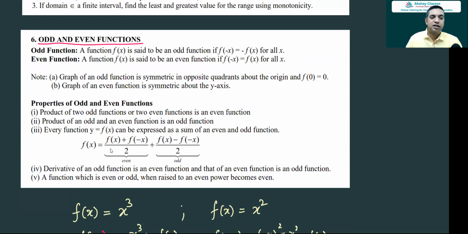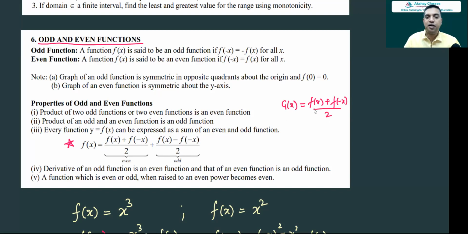You see here by this particular expression, f of x is equal to f of x plus f of minus x plus f of x minus f of minus x upon 2. Now this part is an even part, this part is an odd part. You can check, you call these g of x and h of x. So g of x is f of x plus f of minus x by 2.